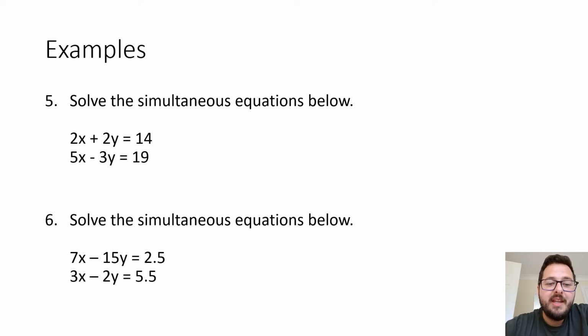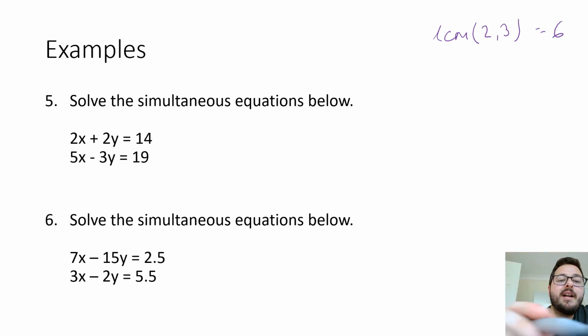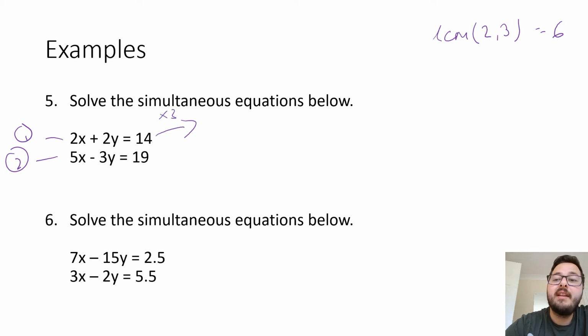Why not? So we've got 2 and 3, so we want to find a common multiple, sorry. And to make it easy, let's find the lowest common multiple. And so the lowest common multiple of 2 and 3 is 6. So let's make the y's up to 6. So we've got 1 and 2 here. Let's keep numbering them.